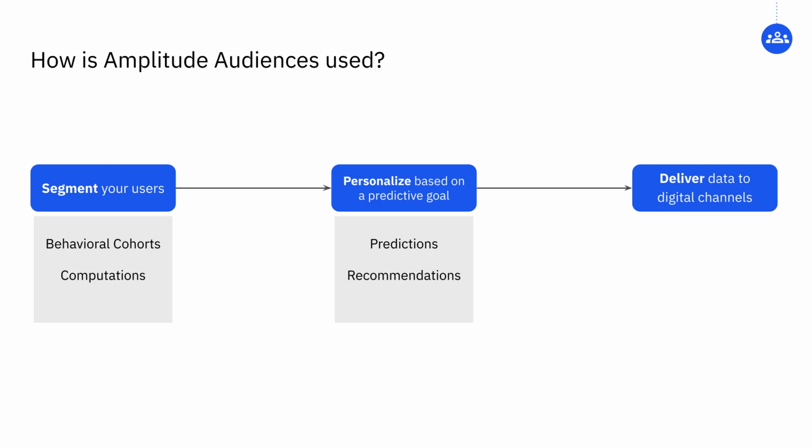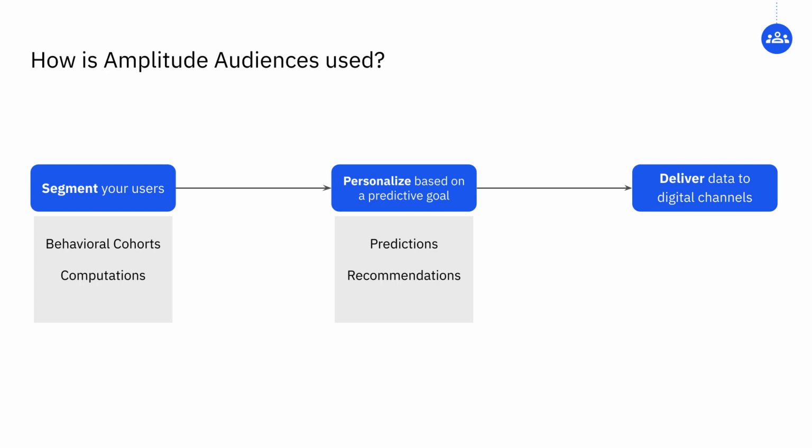Then you can personalize based on what you want users to do next, by using predictions, which will let you build cohorts based off of your users' likelihood to do something, and for e-commerce or marketplace companies, recommendations for recommending individual users items that are most relevant to them.